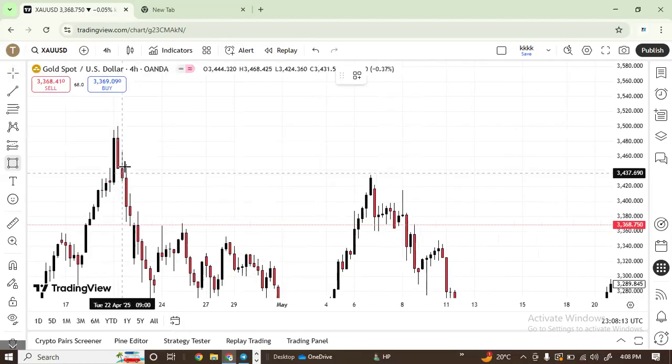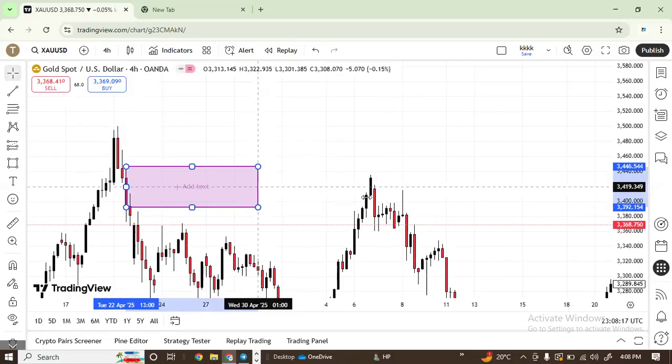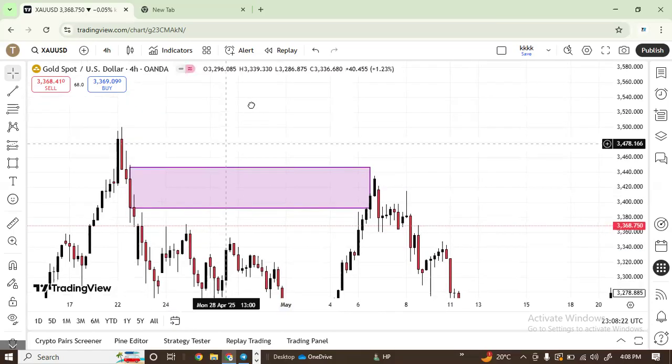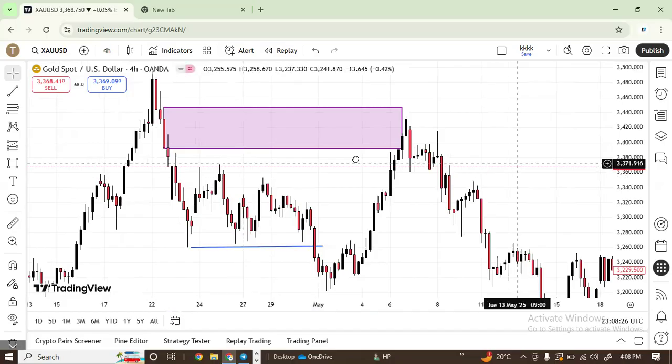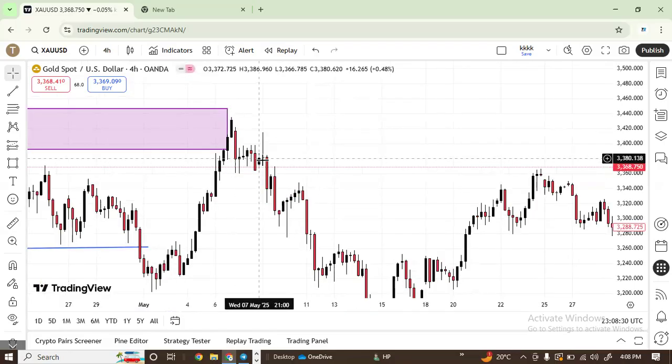This is mitigated. Apart from this, this is not mitigated. So this is our demand zone. This one was mitigated. In case, maybe I'll do more videos to explain to you when we talk about mitigated OB and non-mitigated. So in here again, we have this other one. This is mitigated. This one is unmitigated. Okay, I think this is unmitigated.